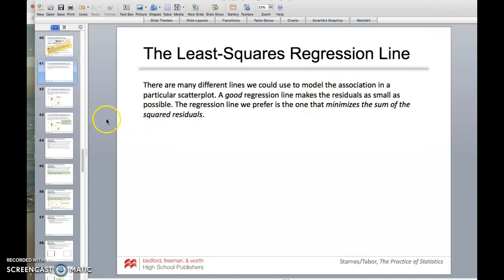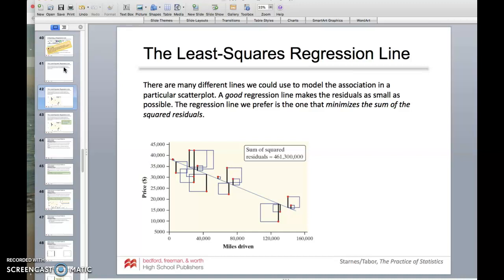Alright, we're back here in the second part of section 3.2, and we're going to talk today about the least squares regression line. There are many different lines we could use to model the association. A good regression line makes the residuals as small as possible. And the regression line we prefer is the one that minimizes the sum of the squared residuals.